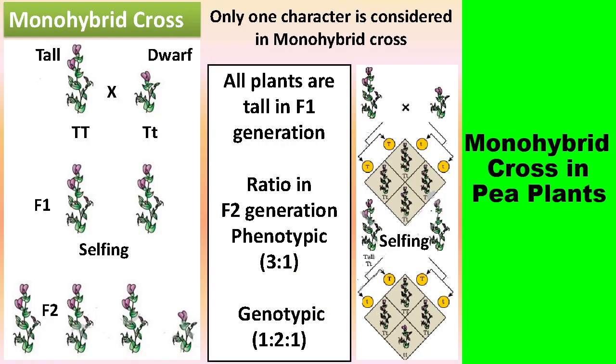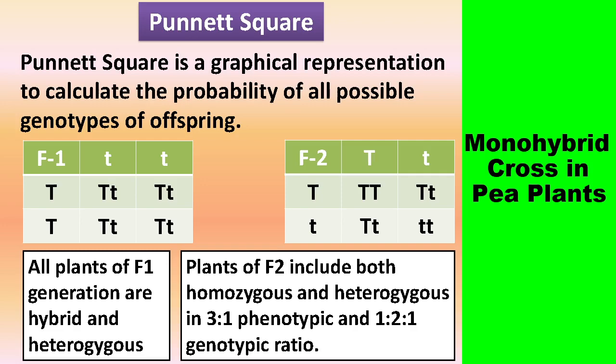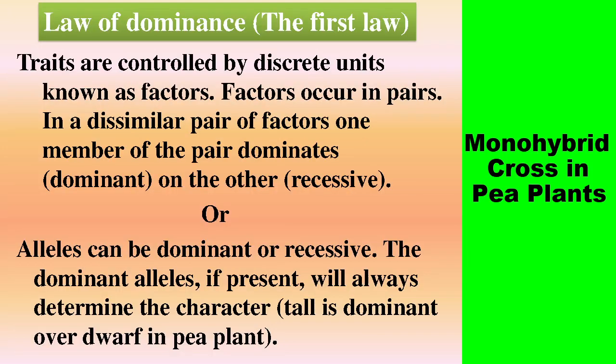Now, on the basis of analysis and scientific interpretation of his experiments, Mendel himself formulated the laws of what? Inheritance, laws of heredity. The first law is known as the law of dominance. According to this law, Mendel states that traits are controlled by discrete units which are known as factors, and these factors occur in pairs. In a dissimilar pair of factors, one member of the factor is dominant and the second member, that is the second allele, is recessive.